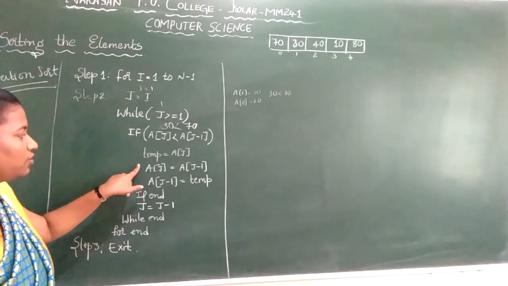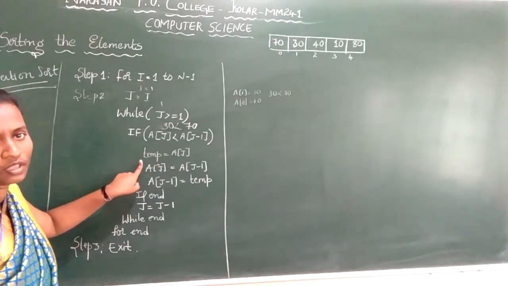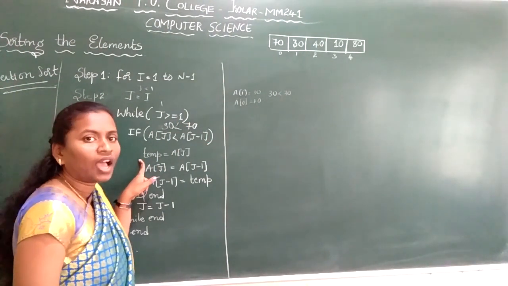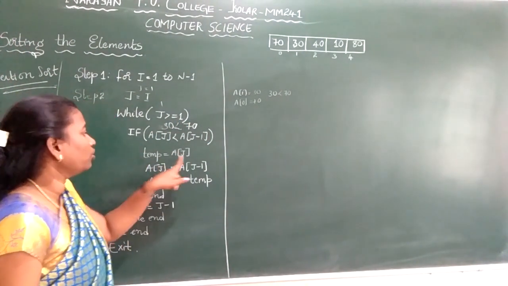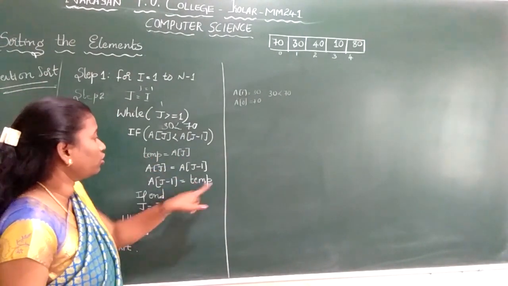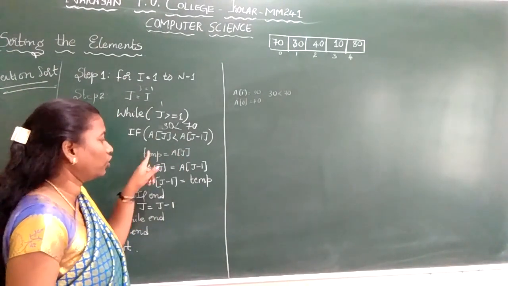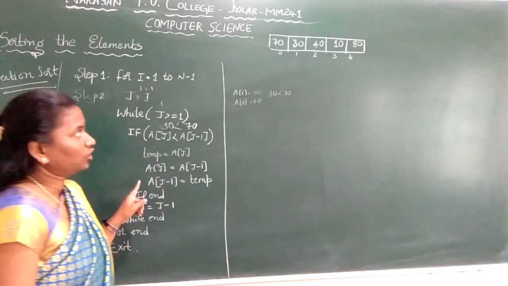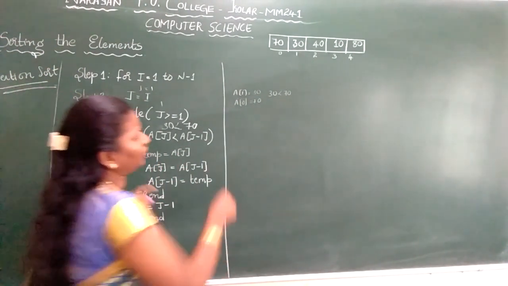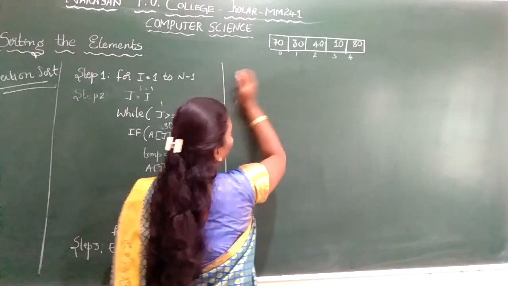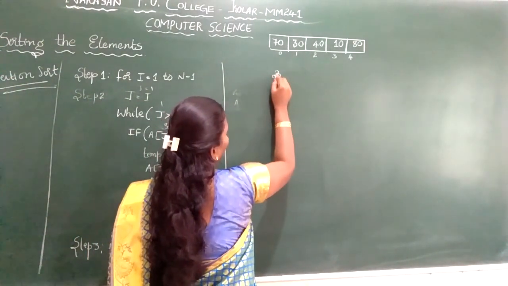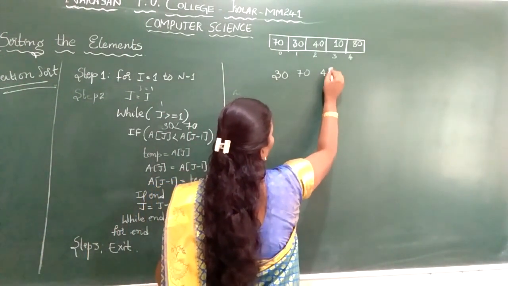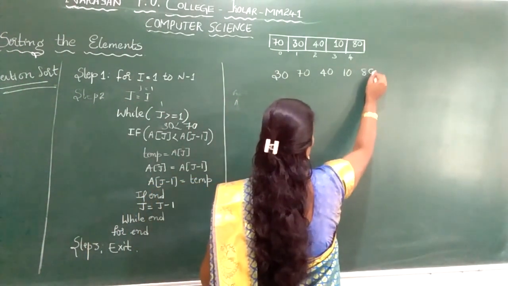So your condition is satisfied. Now we have to swap. Already in the first year we have seen swapping using a temp variable and without using a temp variable. To sort, we need a temp variable. A of j I give to temp, a of j minus 1 I give to a of j, then temp I give to a of j minus 1. Finally the element is swapped. After this step, we have the sorted array for the first pass: 30, 70, 40, 10 and 80.